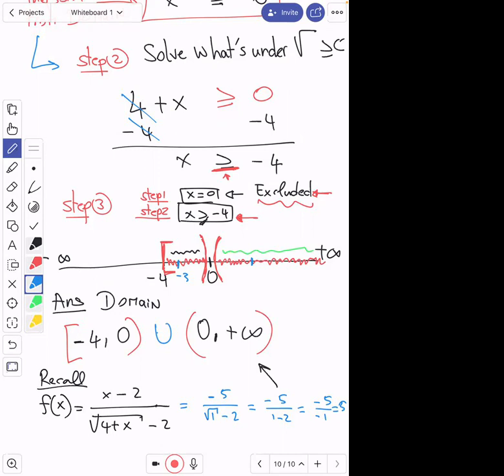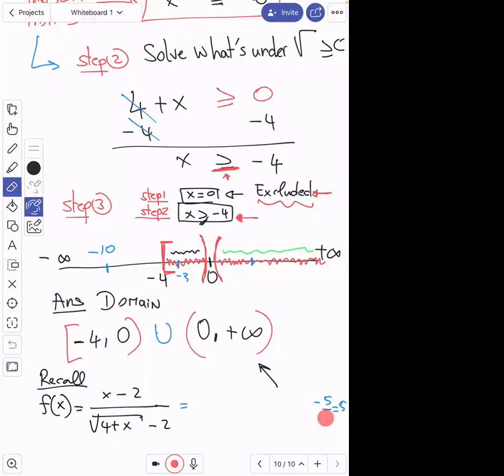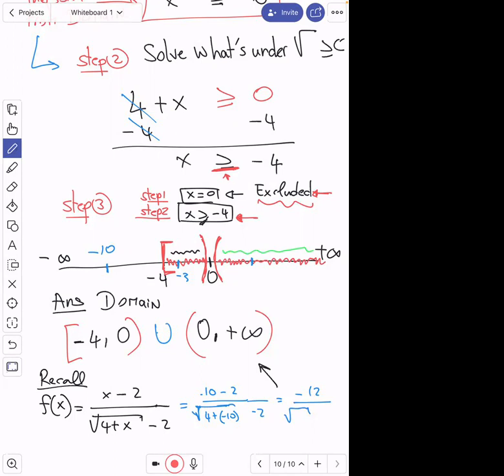Now, if you pick a number which is not in your domain, so for example, let's say -10. If your x is -10, then you're going to have a problem. In the top, -10 minus 2, that's fine. That would be -12. But in the denominator, 4 plus -10 is -6. So in the top, that'll be -12, that's fine. But here in the square root, you're going to have square root of 4 plus -10, that will be square root of -6, minus 2. And the problem is this square root of -6 is undefined, right? Which means that there's no corresponding output y. And that's a problem. Okay.